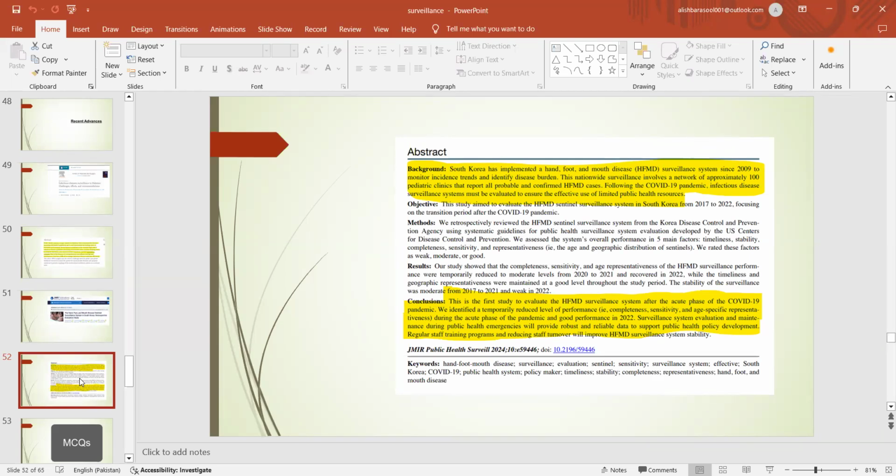We identified a temporarily reduced level of performance, completeness, sensitivity, and age-specific representativeness during the acute phase of the pandemic, and good performance in 2022. Surveillance system evaluation and maintenance during public health emergencies will provide robust and reliable data to support public health policy development. Regular staff training programs and reducing staff turnover will improve the hand, foot, mouth disease surveillance system stability.